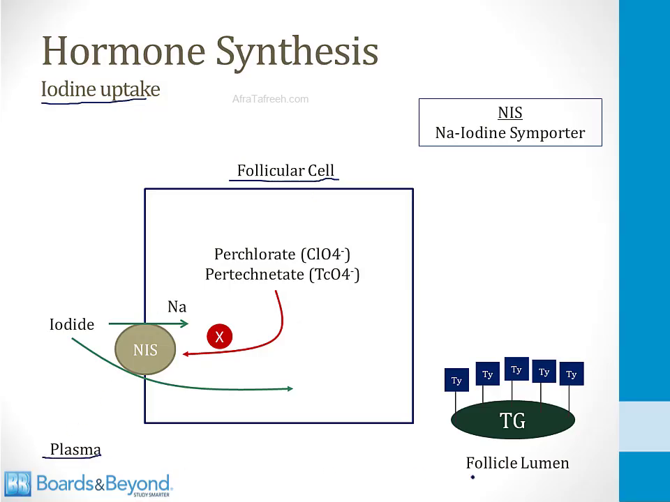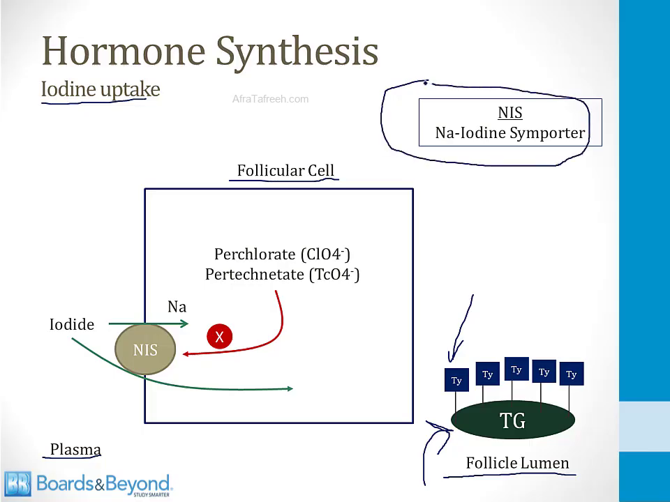Over here is the plasma, and over here is the lumen of one of the follicles in the thyroid gland. That's where the thyroglobulin is sitting with all those tyrosine residues waiting to become thyroid hormone. There is a protein pump in the membrane of follicular cells called NIS, which stands for sodium iodide symporter, and as the name implies, it will bring iodine into the cell along with sodium.